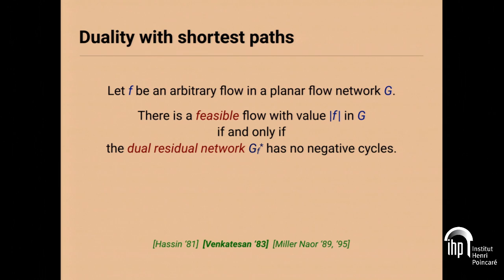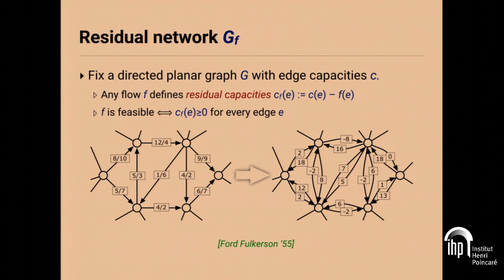If there's a cycle that you can go around that has negative total length, shortest paths don't really exist. There's always a shorter, lower cost way by just going around the loop one more time. So negative cycles is already a thing that people used to playing with shortest paths know to watch out for. What's this dual residual network that I'm talking about?